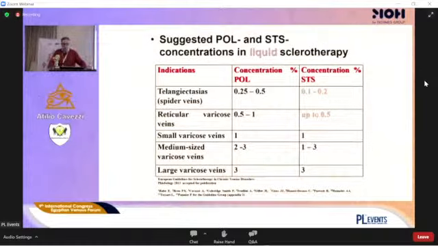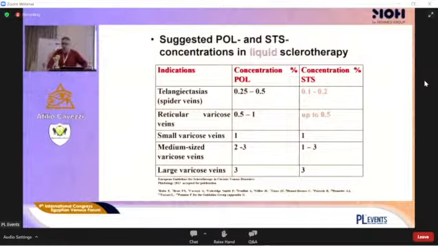When we, on the contrary, speak about concentrations, here it is really difficult. Let's say some tips and tricks, okay? Whenever you inject telangiectasia, you should use low concentration because 0.25% polidocanol or 0.1% STS could be enough. If it's not enough, you can increase. For varicose veins, you can use a double concentration, for example, 0.5% polidocanol or 0.2, 0.3, 0.5% STS.